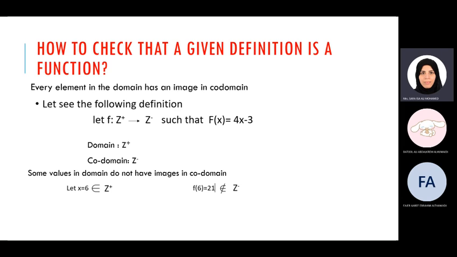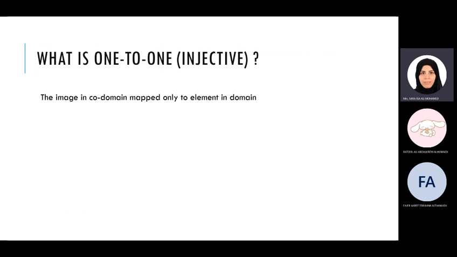Now, if the given definition is a function, we will check the one-to-one feature. What does one-to-one mean? One-to-one means the image in the codomain... Now we know what the word image means. When I substitute any element in the domain, the value that comes out, I call it the image. So if f(1) is 1, it means 1 is the image. If f(2) is 5, it means 5 is the image. We call it the image of 2.